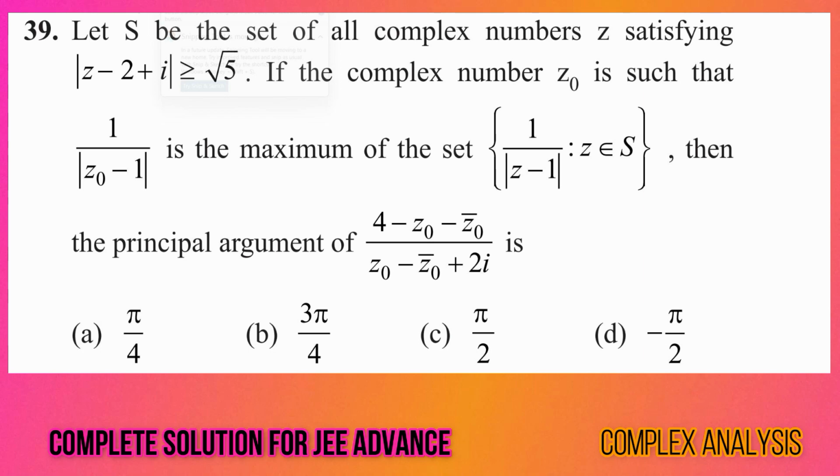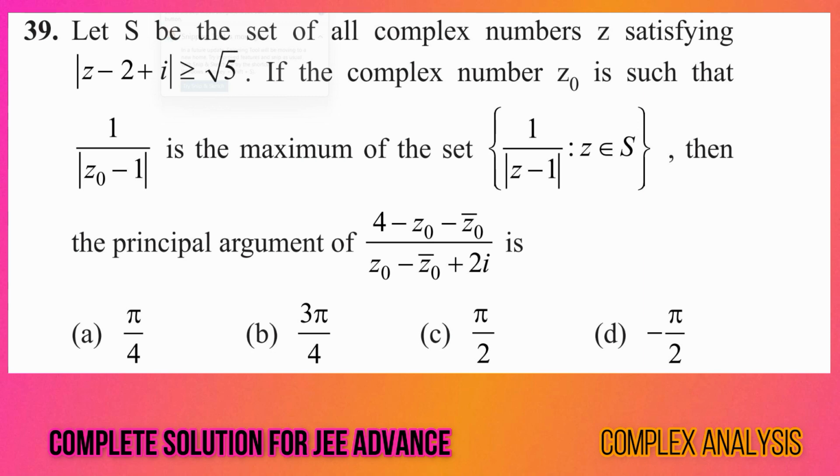We have to find the argument of (4 minus Z naught minus Z naught bar) upon (Z naught minus Z naught bar plus 2i). Here Z naught bar represents the complex conjugate of Z naught. Using this quantity, we have to find its argument. We are given 4 options and we have to figure out which one of the options is correct.